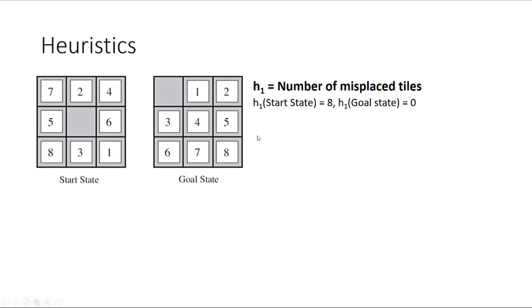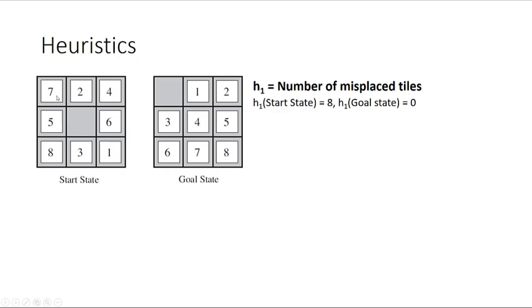So I've listed here that the heuristic of the start state is equal to 8. So what does that mean? That means that 8 of the tiles are not in the position they need to be at to be in the goal state. So here, let's look at 7. In the goal state, 7 is in the bottom middle.